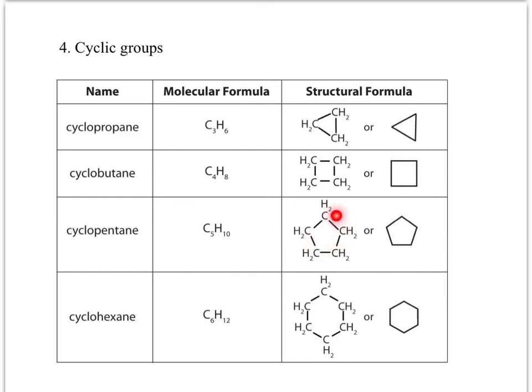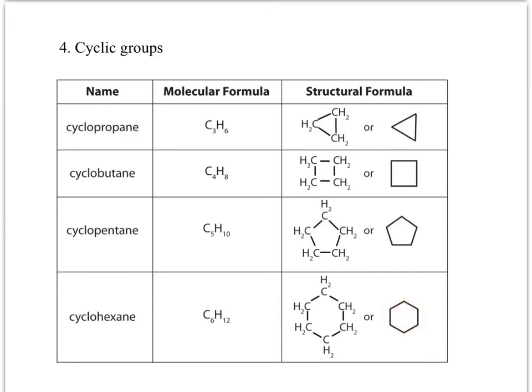Cyclopentane. It's got 5 carbons. We represent it by this pentagon. And then cyclohexane here. The -ane ending tells you that there are no double bonds, so it's different. It looks the same as benzene, but it does not have the double bonds here. And then we represent that by the hexagon.